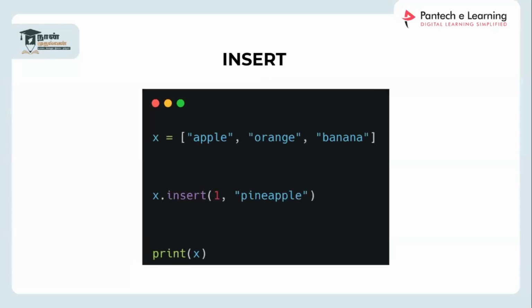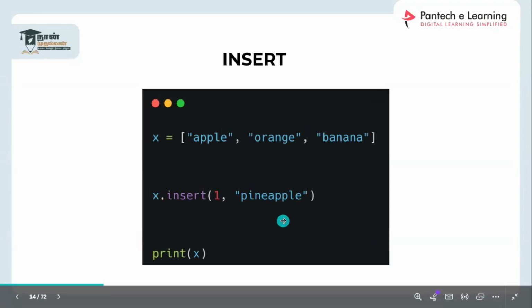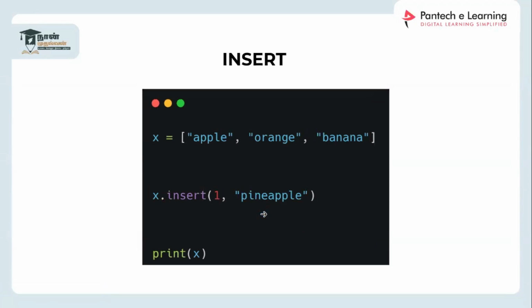Insert means we can add a new item at a particular index value. Pineapple is the new value. Now I will add the new value to this list at a particular index place. The orange is present at the first index, so I will add the new item pineapple at that first place. Once I run this, apple, pineapple, orange, banana. The fruits change their index positions.